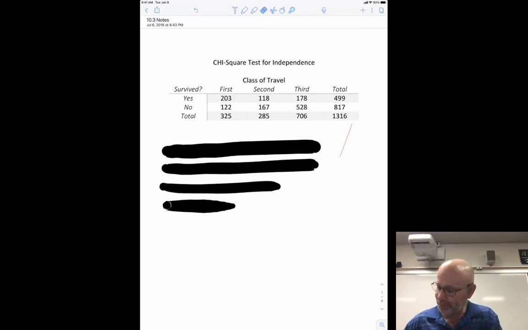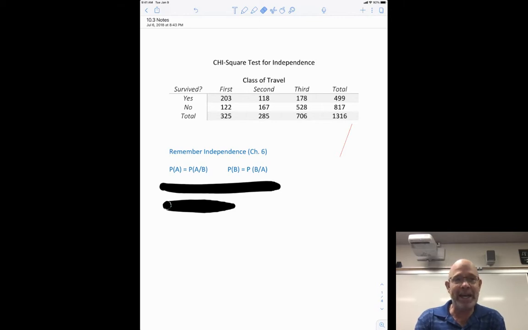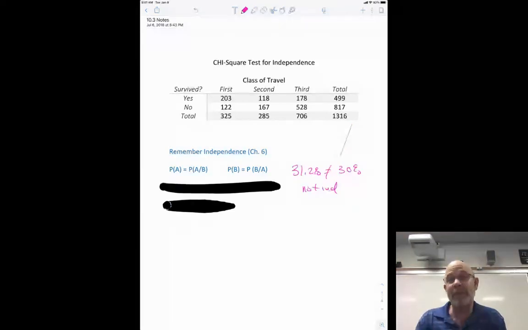You may remember back in chapter 6, when we tested independence, we had to show that the probability of A given B is equal to the probability of A, or the probability of B given A is equal to the probability of B. It doesn't matter which one. We had to show both of them, actually. But I mentioned back in that chapter that this was not the best way to check for independence, because maybe you had an answer like 31.2% and the other one's 30%. They're not equal, therefore you would have said not independent. However, they were so close, you said, well, for all intents and purposes, they probably are independent.